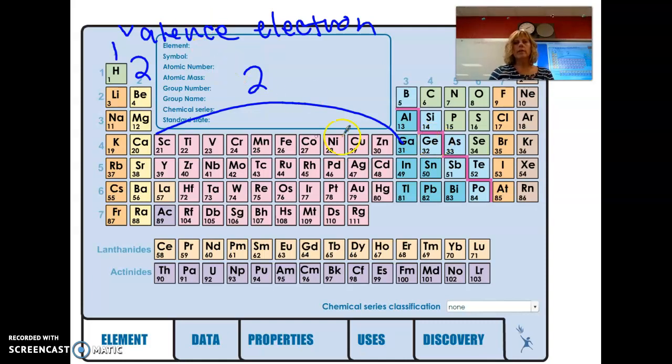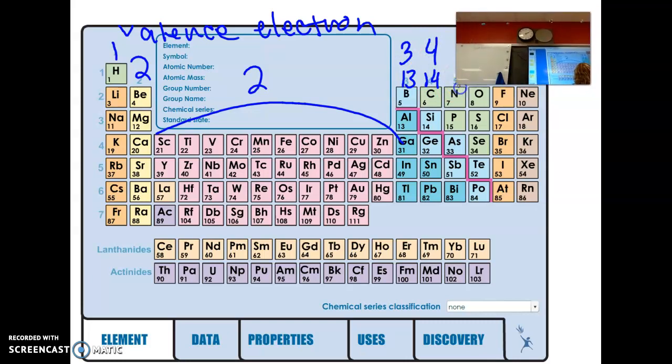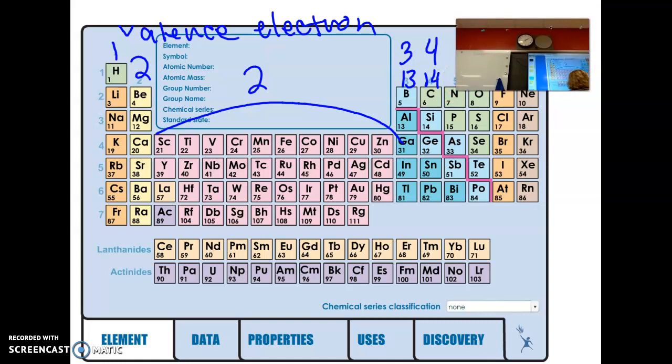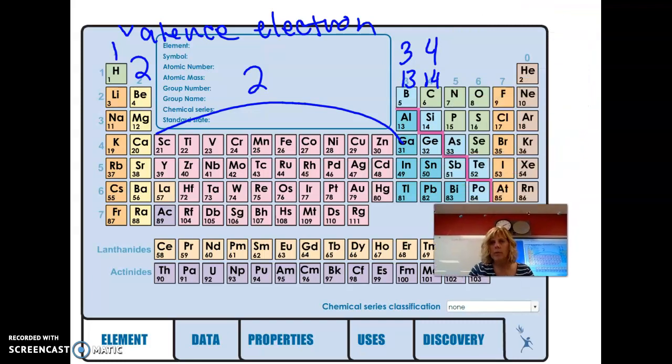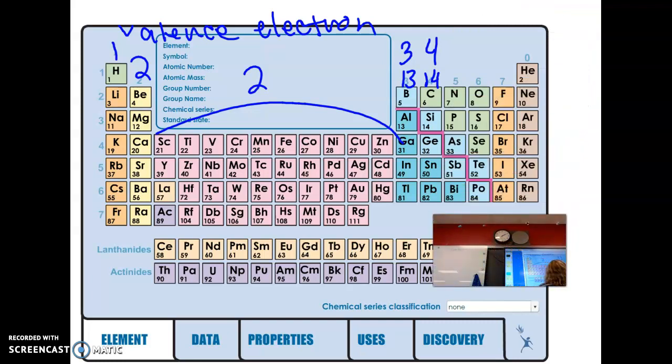Technically we call this group 1, group 2, group 3, 4, 5, 6, 7, 8, 9, 10, 11, 12. This is group 13. Group 13 has 3 valence electrons. Group 14 has 4. Group 15 has 5. I'm in the way of myself, people.